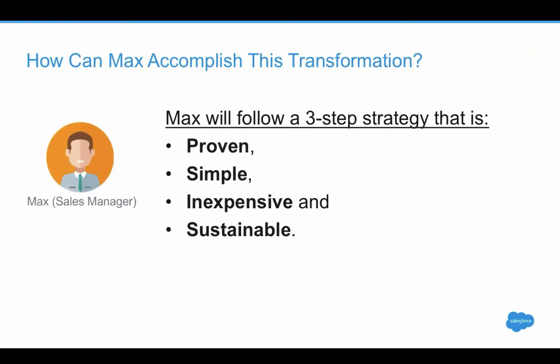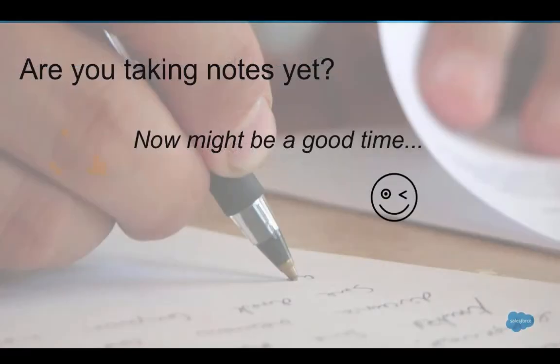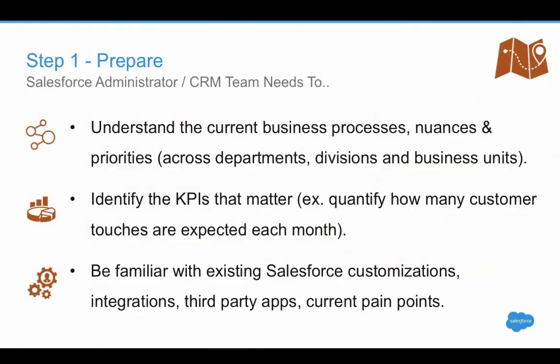Well, how on earth can Max accomplish this transformation? Max is going to follow a 3-step strategy that is proven, simple, inexpensive, and sustainable. If you're not taking notes yet, now might be a good time. Step 1, we're going to prepare.